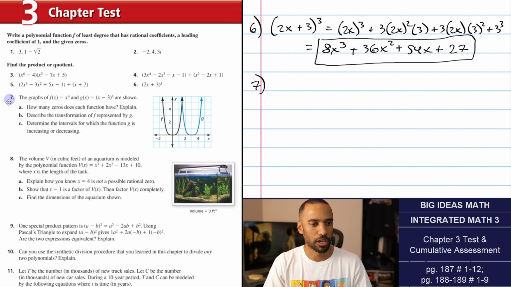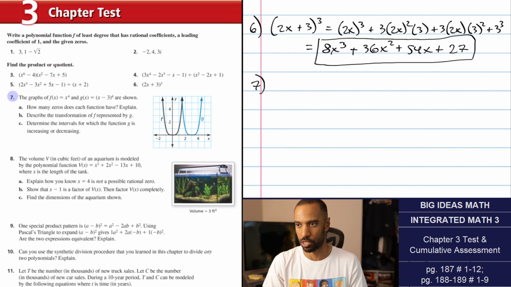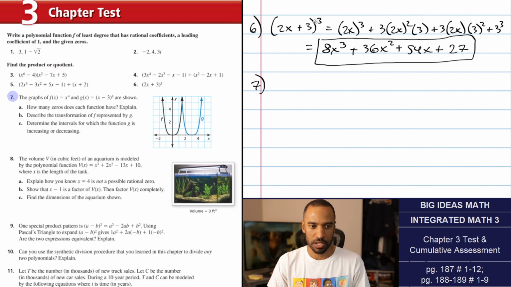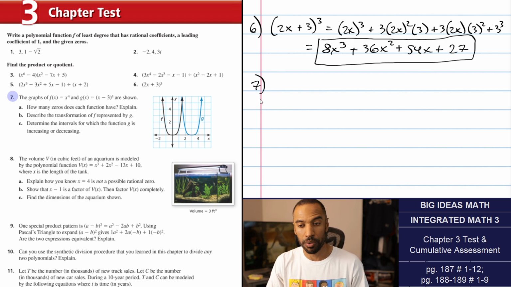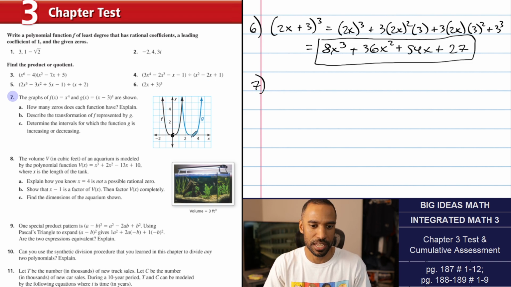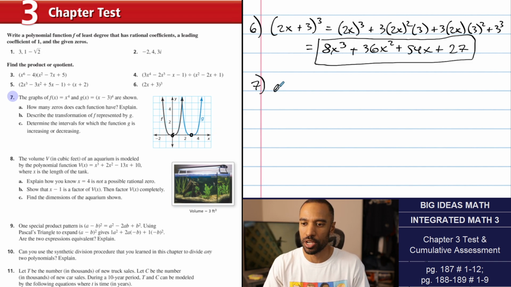Okay, number 7. We have the graphs of f of x equals x to the fourth and g of x equals x minus 3 to the fourth that are shown. The questions, part A, how many zeros does each function have? Explain. Now, zeros are x-intercepts. When you're looking at the graphs themselves, look at where they touch the x-axis. It only touches at their vertex right there tangentially. So for part A, each function, f of x and g of x, each have 1 zero.